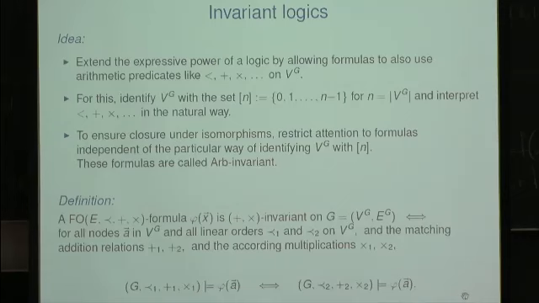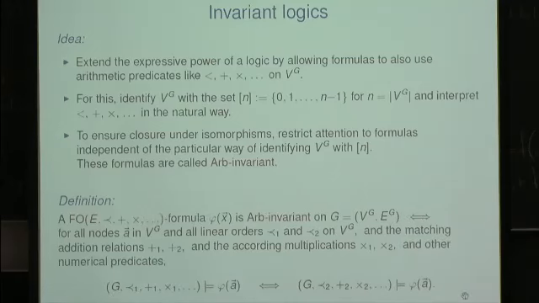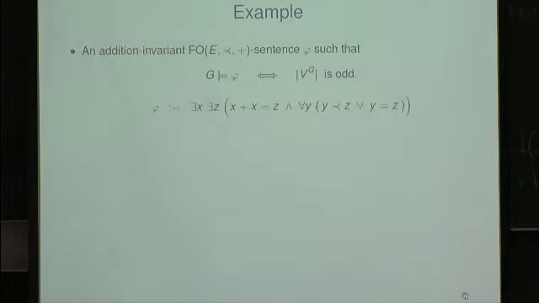And you can also add addition and multiplication, then you get addition and multiplication invariant first order logic, or, and that's what I will have a look at most of the time in this talk, you can add all numerical predicates that are there. So your formula is allowed to use all kinds of numerical predicates, and a formula is called ARP invariant. ARP stands for arbitrary numerical predicates. It doesn't matter which kind of predicates you use or how you embed your structure into an initial segment of the natural numbers. Okay, so that's the setting we look at, and let's have a look at a couple of examples.